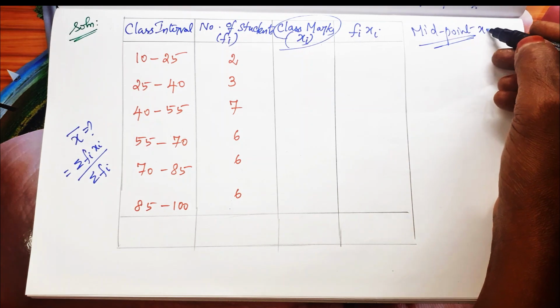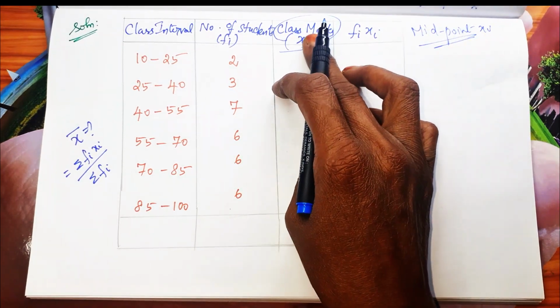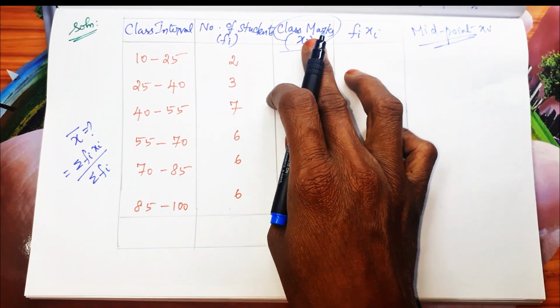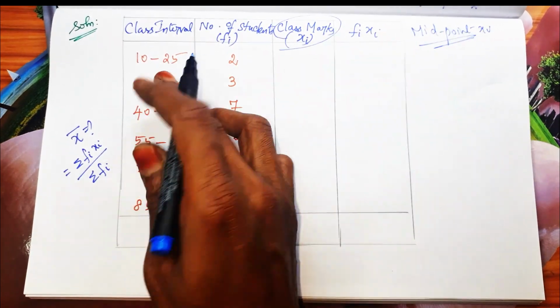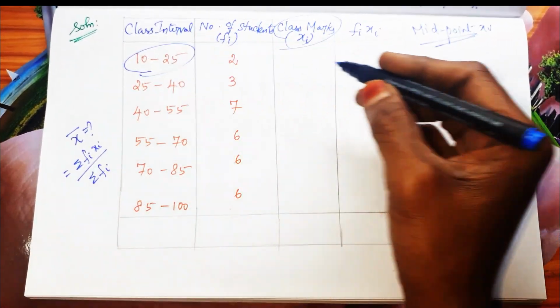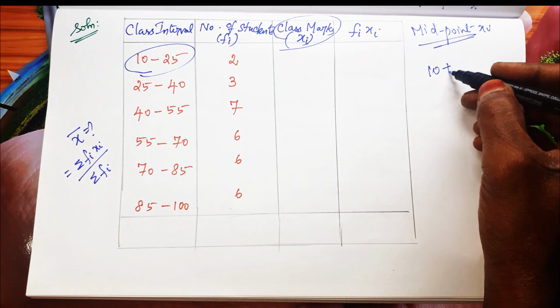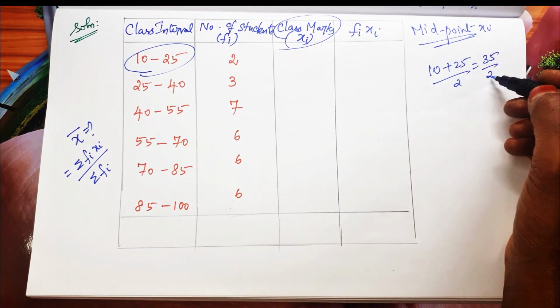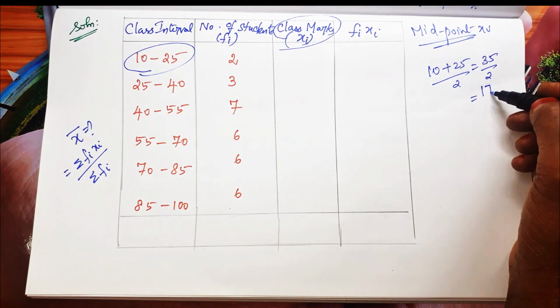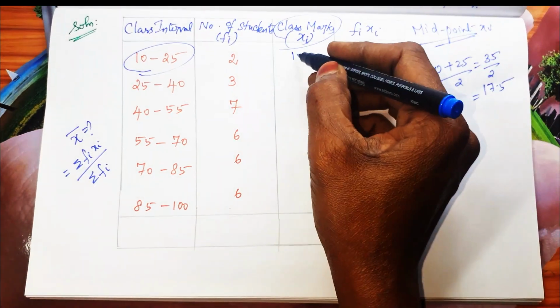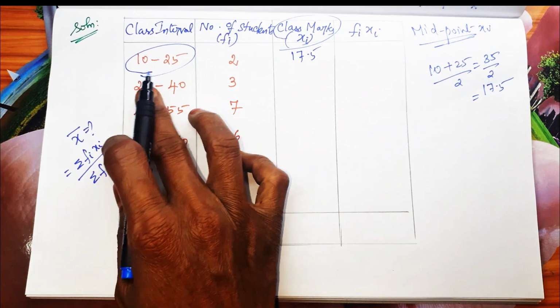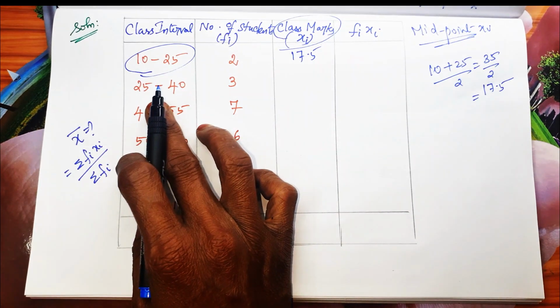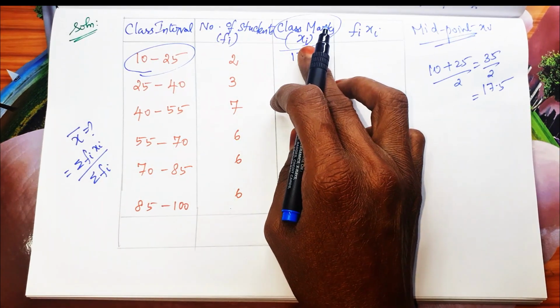Midpoint is also known as class marks. We are using the term here as class marks. Class marks are nothing but the midpoint of this, that is (10 + 25)/2, which is equal to 35/2, which is 17.5. So for every class interval, we have to calculate the midpoint, that is taken as xi.